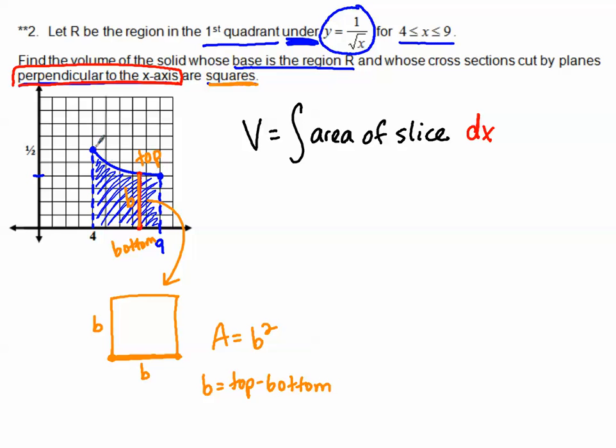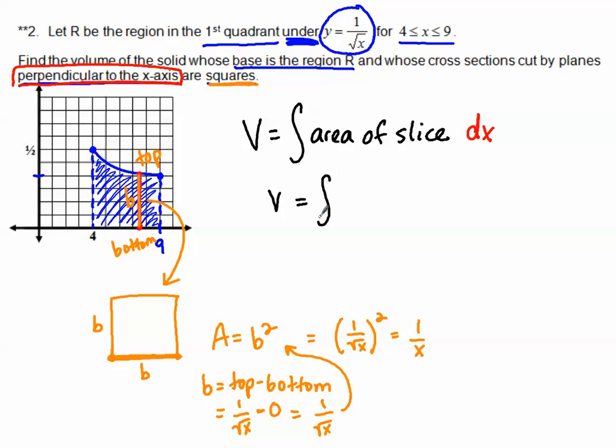The top function is the 1 over square root of x function. The bottom is y equals 0. So really our b is just 1 over square root of x. We can now go ahead and plug it into our area equation, and we get 1 over square root of x squared, or just 1 over x to simplify it. Now that we know the area of our slice, we can go ahead and plug it into our volume.